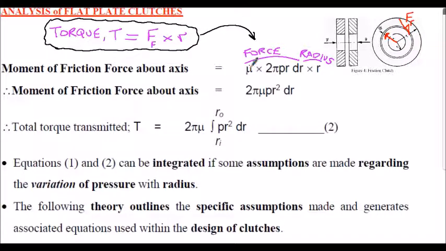It looks complicated, but that force is from the previous slide, the mu multiplied by the N, the 2 pi p r dr, and I'm multiplying that by the radius.